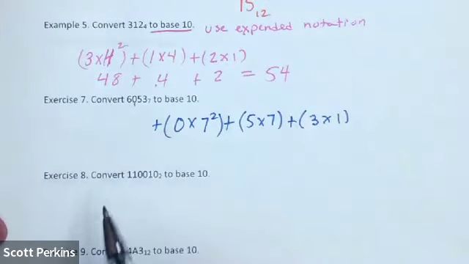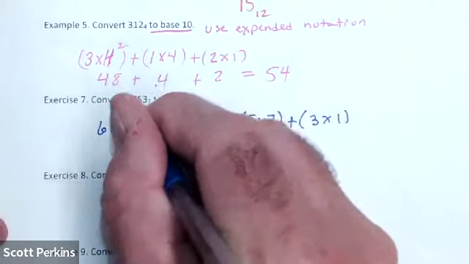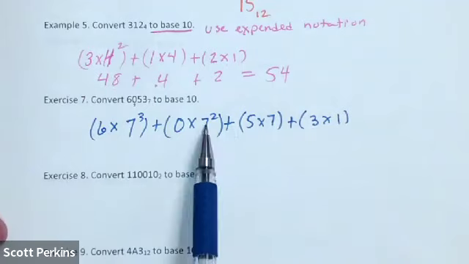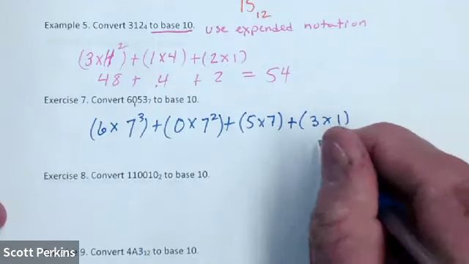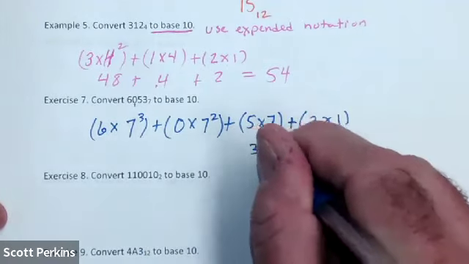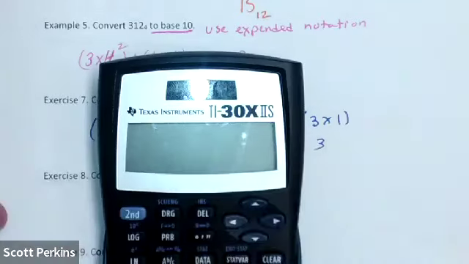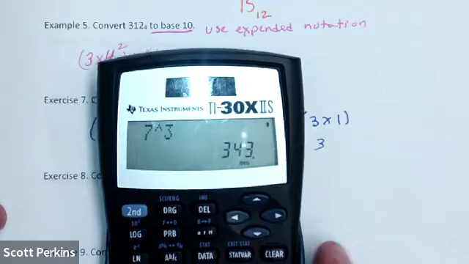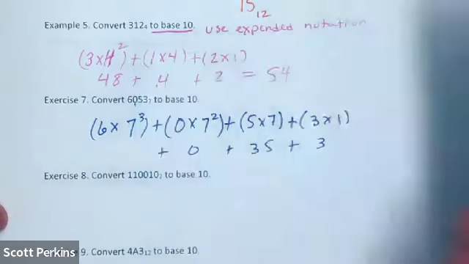And then finally, the six represents six times what? Groups of what? Seven to the third, yes. Each place should be seven times the previous one. So one and then seven, then seven squared, seven to the third. Now it's just a calculator problem. Three times one is three. 5 times 7 is 35. 0 times 49 is 0. I don't know what 7 to the third is off the top of my head, so let's go ahead and say 7 to the third is equal to 343, and then we multiply that by 6, and we get 2058.